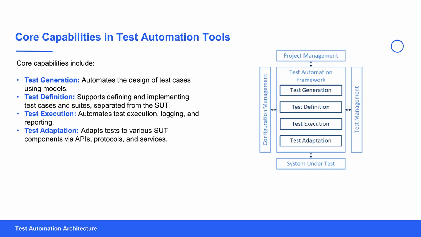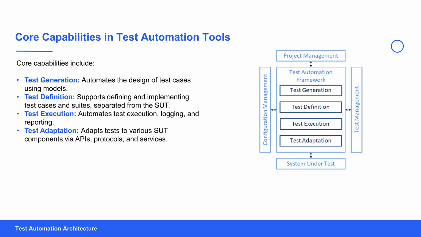The next capability, test definition, is fundamental to any test automation effort. This capability supports the definition and implementation of individual test cases and larger test suites. What's important here is that it allows you to keep test definitions separate from both the system under test and the tools being used. This separation is crucial for maintaining flexibility and ease of updates, as you can modify or expand test cases without affecting the underlying system or tools.